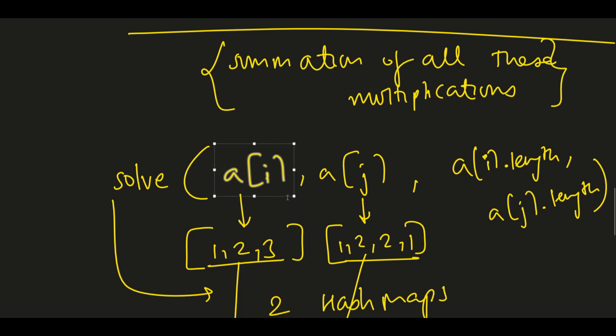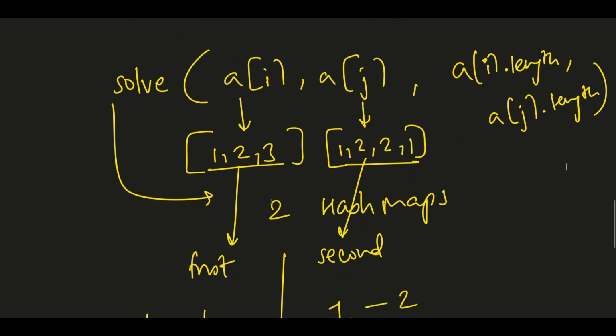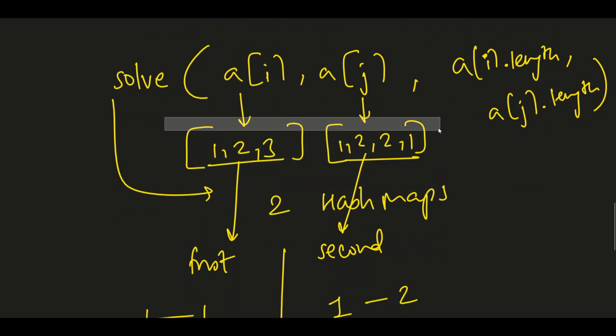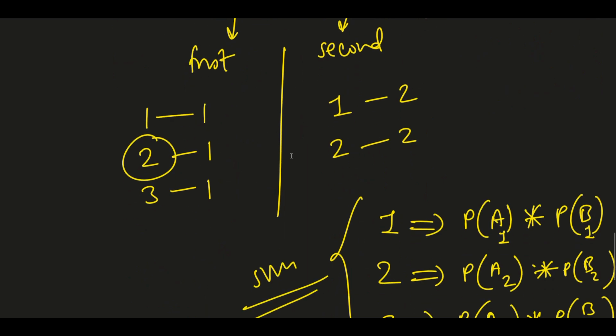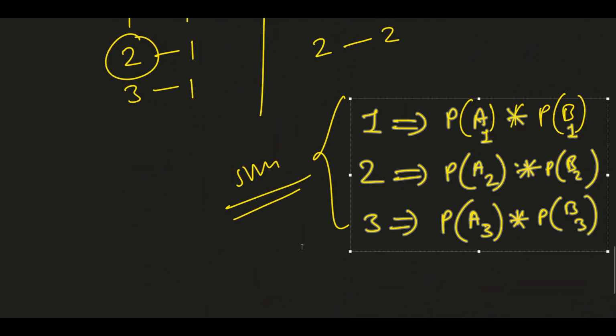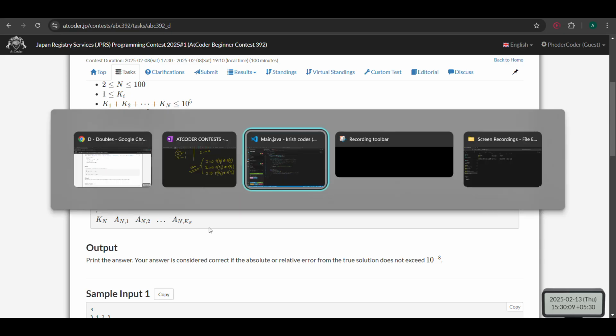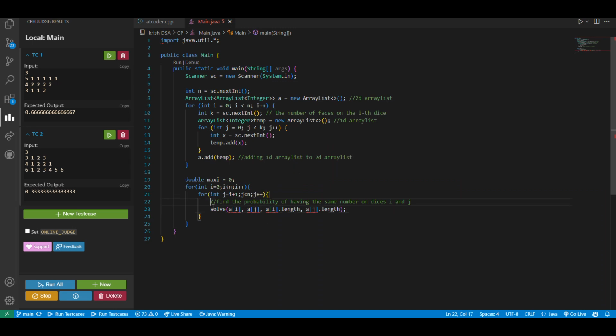Okay, let's say a of i is this dice and a of j is this dice, 1 2 2 1. I will also pass the length of it, and the length of this dice, right? And for both of these dices, I will find the probability that two numbers are appearing the same number of times, right? So let's do the code for that. So let's make this solve function, right? What the solve function will give us is the total probability, right? So I will save the total probability and I will compare it with the maxi variable.